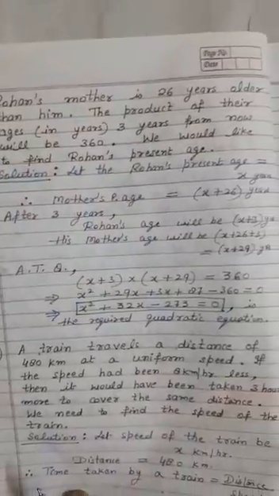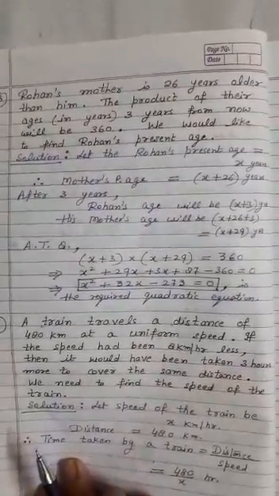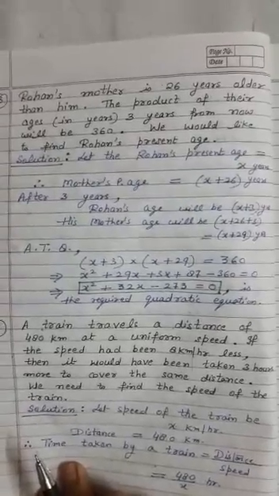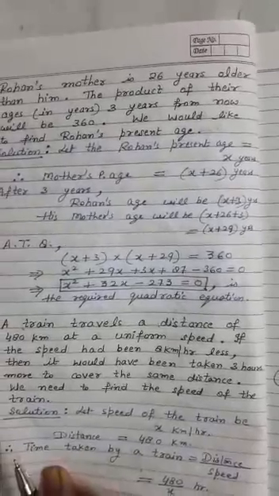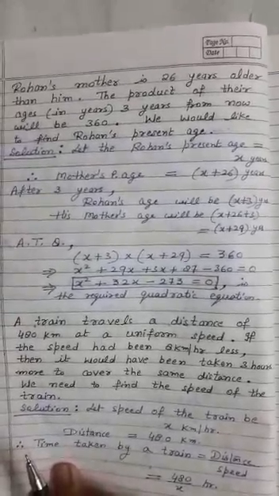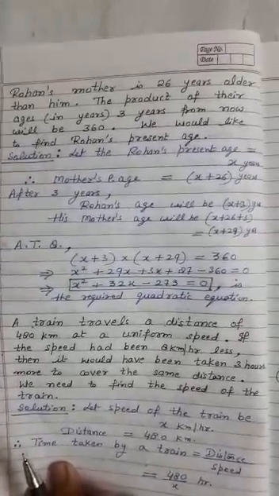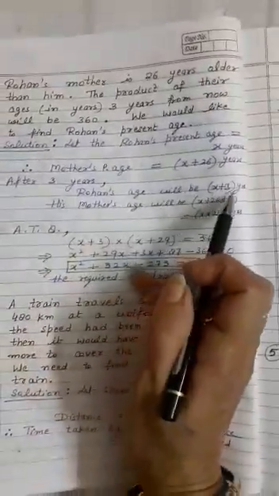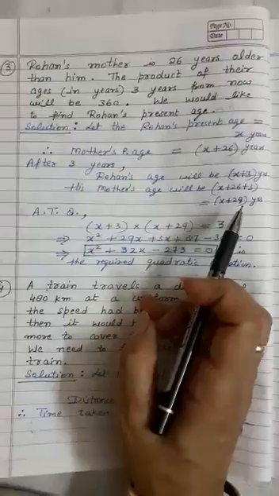Rohan's mother is 26 years older than him. The product of their ages 3 years from now will be 360. We would like to find out Rohan's present age. So let us assume Rohan's present age is x years and mother's age will be x plus 26 because she is 26 years older than Rohan. After 3 years, both will be 3 years more. That's why Rohan's age will be x plus 3 and her mother's age will be x plus 26 plus 3, that is x plus 29.